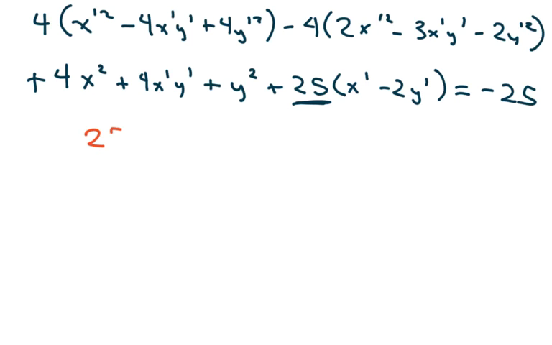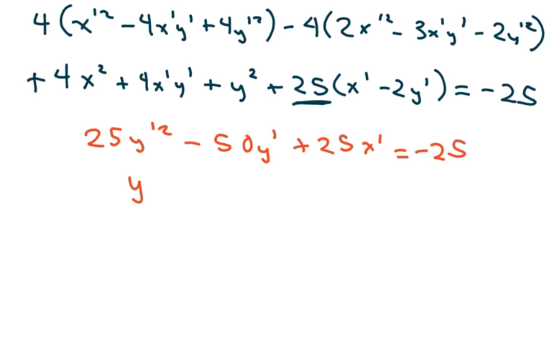You're going to get 25y prime squared minus 50y prime plus 25x prime equals negative 25. Now I'm going to divide everything by 25, and you get y prime squared minus 2y prime plus x prime equals negative 1. And then I'm going to move the 1 over to the left and the x to the right.